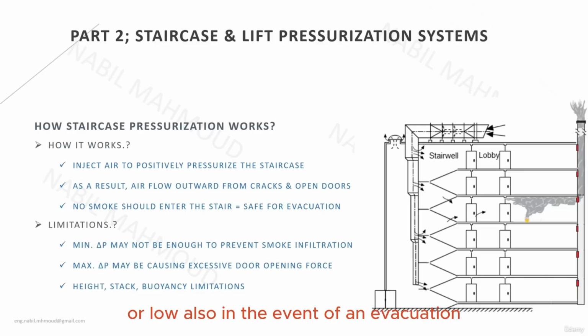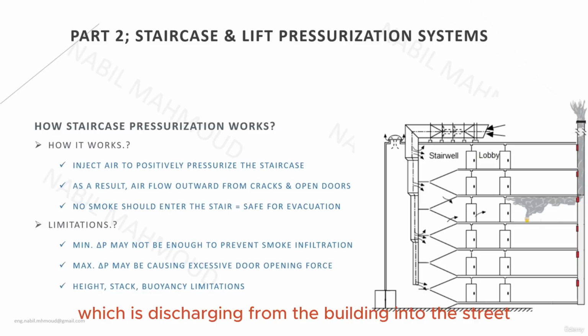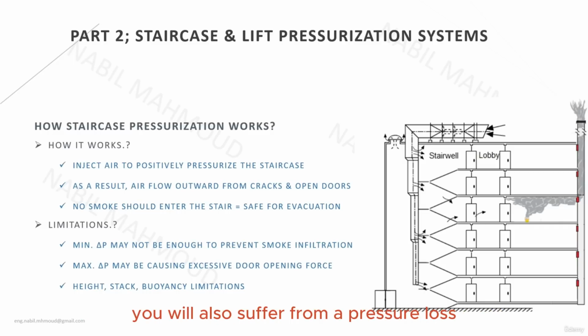Also, in the event of an evacuation, if the occupants open the discharge door, which is located at the ground floor, discharging from the building into the street, you will also suffer from a pressure loss. That's why it's very important to try to choose a pressurization value that is not the minimum value. Try to choose a value in the middle between the minimum and the maximum to account for the actual operating conditions like opening doors and the infiltration from gaps. Additionally, you may suffer a loss of pressure because of external factors affecting the airflow and the smoke movement within the building, like for example the buoyancy and the stack effect, like we explained in part 1 of the course.